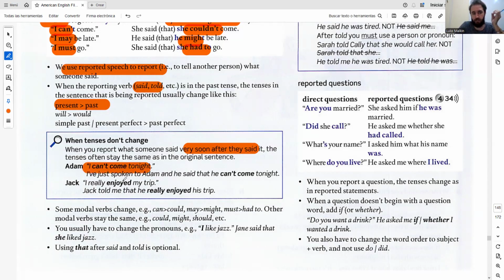I can't come tonight, Adam. I've just spoken to Adam and he said he can't come tonight. It's so close to the present that we don't need to change the tense. I really enjoyed the trip. Jack told me he really enjoyed his trip. He told me very recently, so we don't have to take a step back into the past simple.